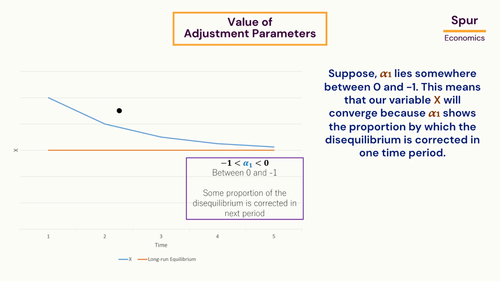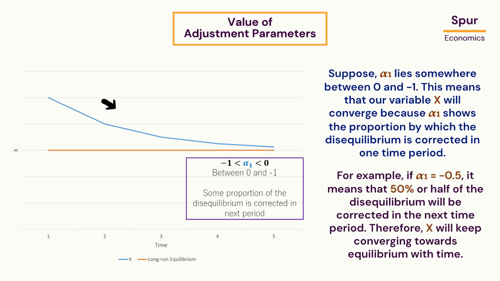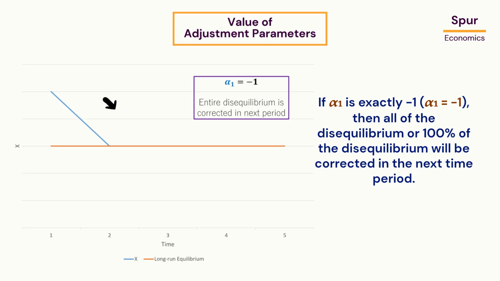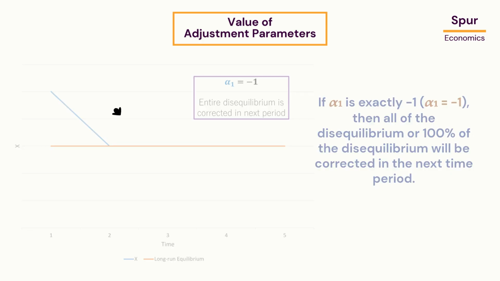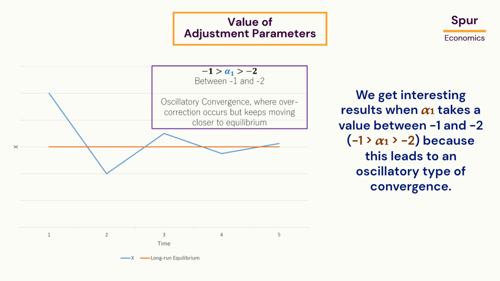This means that our variable x will converge because alpha-1 shows the proportion by which the disequilibrium is corrected in one time period. For example, if alpha-1 is -0.5, it means that 50% or half of the disequilibrium will be corrected in the next time period. Therefore, x will keep converging towards equilibrium with time. If alpha-1 is exactly -1, then all of the disequilibrium, or 100% of the disequilibrium, will be corrected in the next time period.